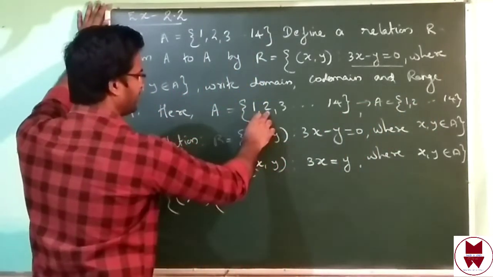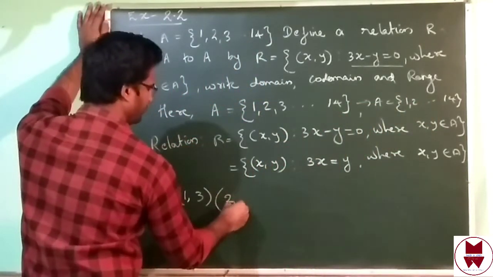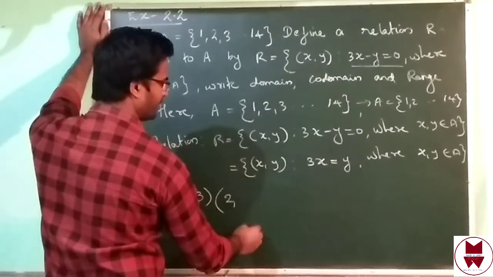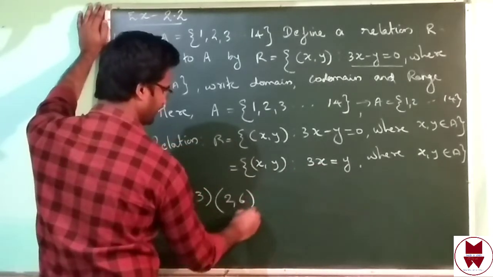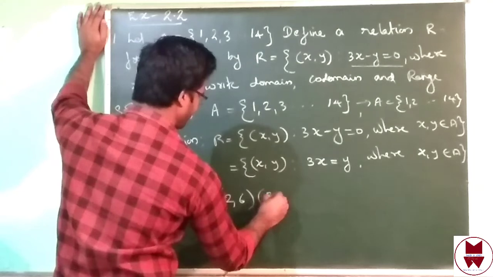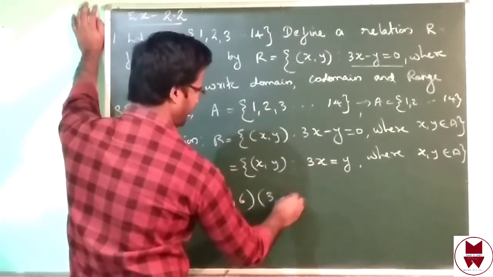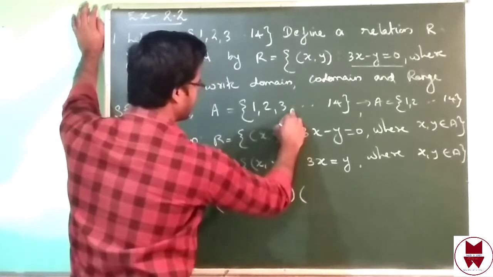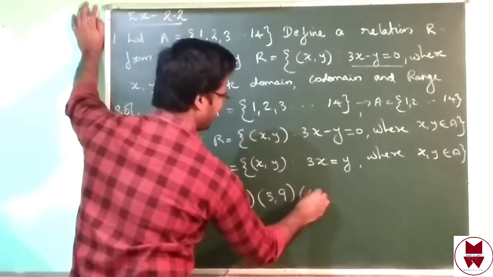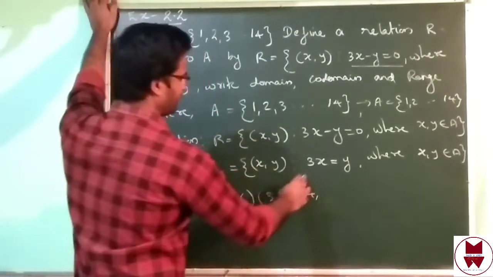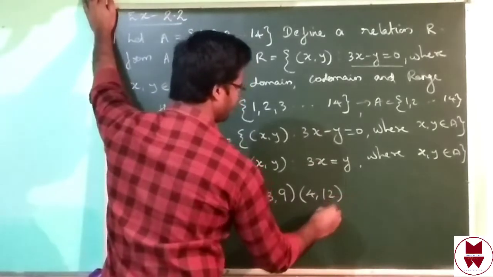Then take the next number 2. Give here 2. 3 into 2, you will get what? 6, isn't it? Then take the next number 3. 3 into 3, 9. Then take the next number, that is 4, isn't it? Give here 3 into 4, 12.